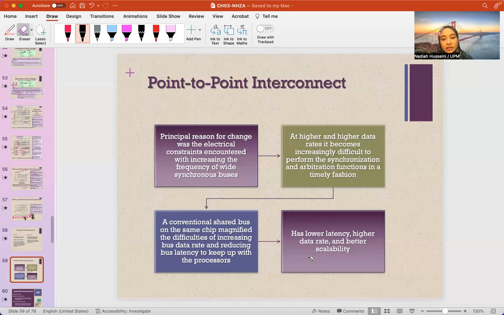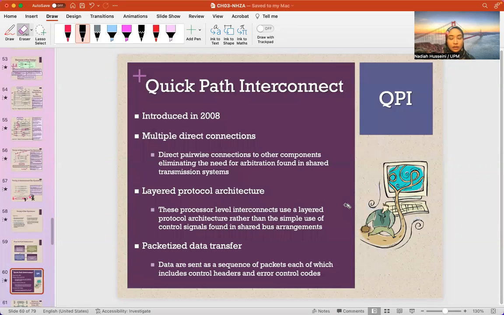So the point-to-point interconnect has lower latency than the bus, has higher data rate than the bus, and has better scalability. So the issues faced with the bus are overcome by the point-to-point interconnect, and we will see how it does that. Okay, so the first point-to-point interconnect is the QPI, or the QuickPath Interconnect. The QuickPath Interconnect was introduced in 2008.